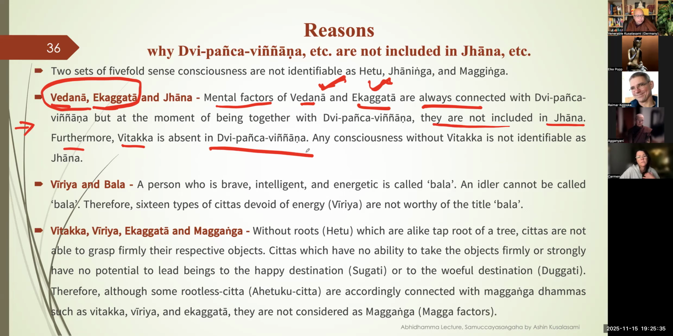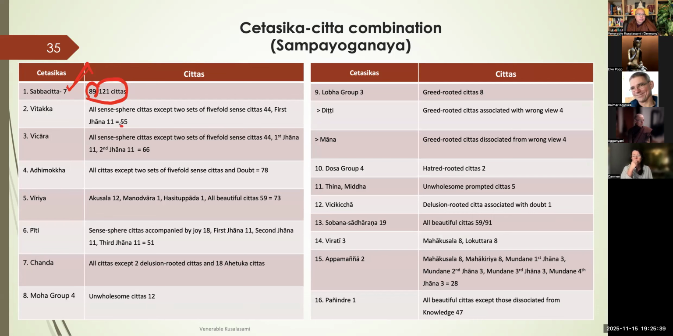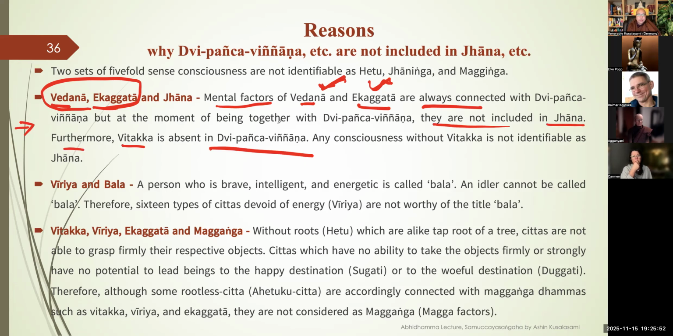So among the 55 consciousness, there is the Dvipancavinnana, two sets of five consciousness. Vitakka is absent in the Dvipancavinnana. So any consciousness without Vitakka is not identifiable as jhana. That's why the Dvipancavinnana we always have to exclude if the mental factor is a jhana factor. That is the first one. I hope you got that.